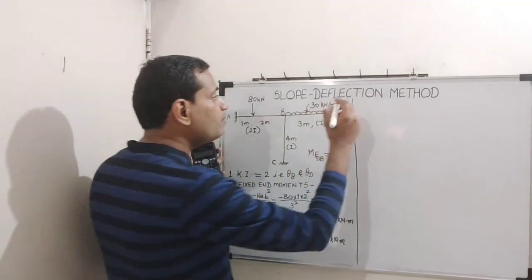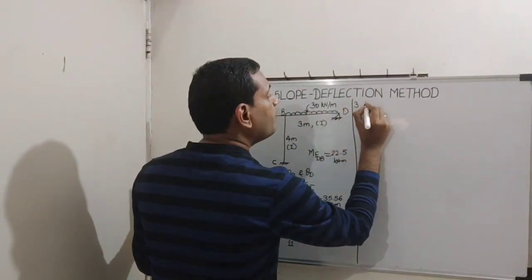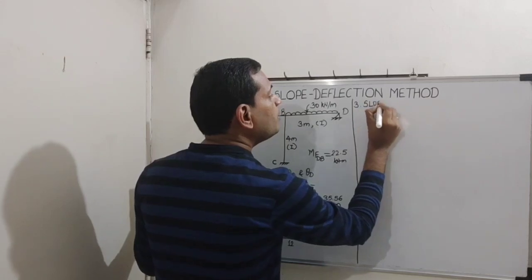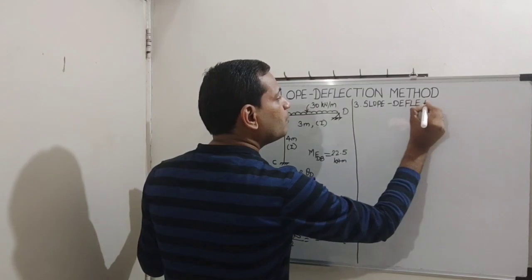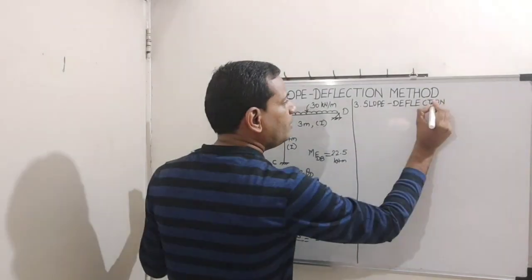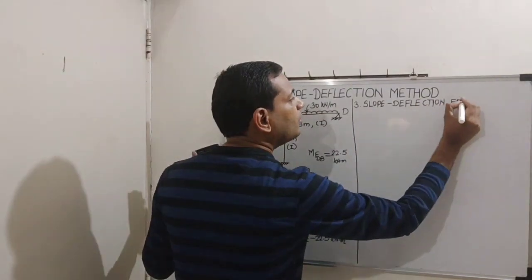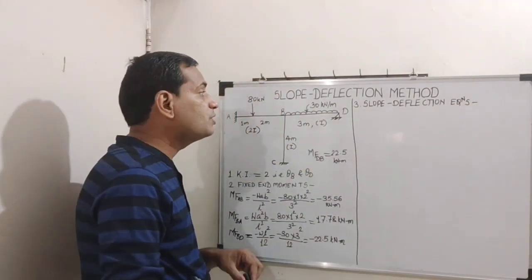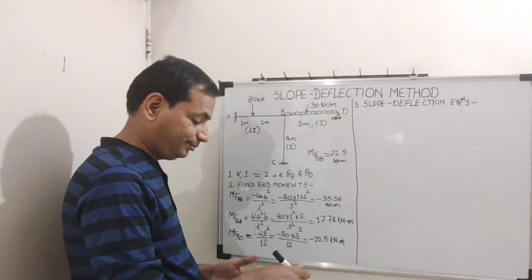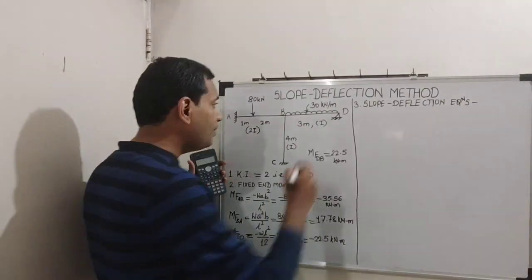So come to step number 3 now. Step number 3 is slope deflection equations. So quickly write down these equations. This will be a lengthy step because we will have a total of 6 equations here. So let us start. MAB will be first.